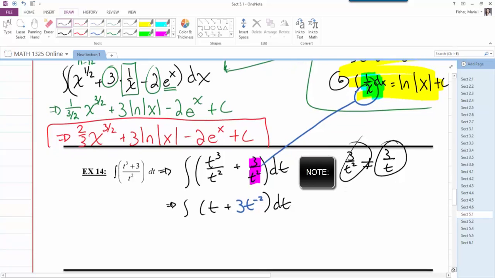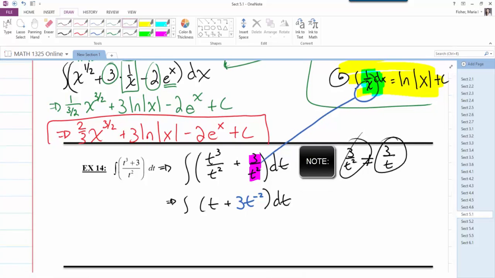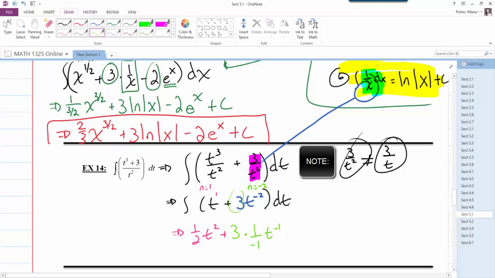Well then, both of these are just using my general power rule. For the first one, the exponent on t is 1, which means my n is equal to 1. Therefore, I'm looking at 1 over 2 t squared plus 3 is a constant multiplier. It multiplies along. Here my n is equal to -2, so times 1 over -1. This is t to the negative first plus c. And if I clean that up, I end up with the answer of 1/2 t squared.